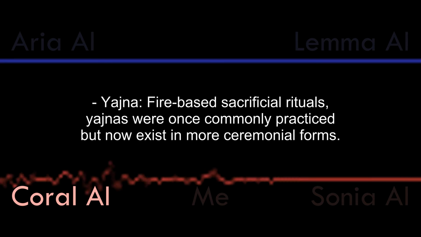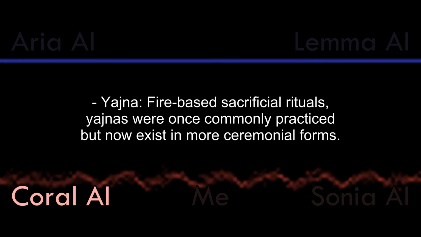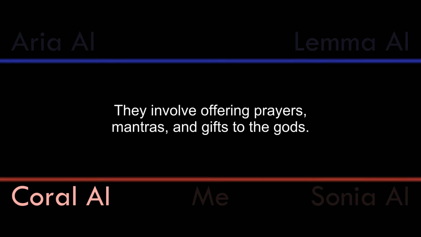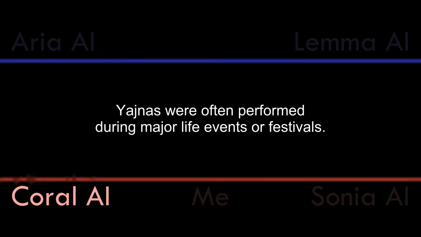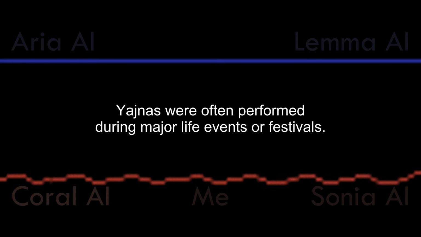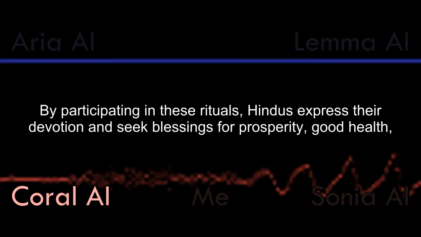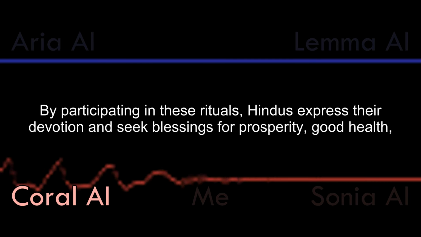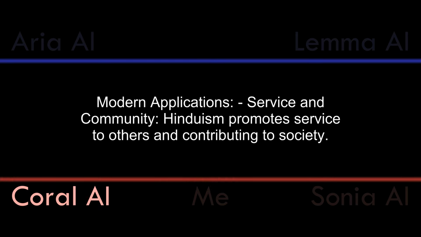Yajna: fire-based sacrificial rituals. Yajnas were once commonly practiced but now exist in more ceremonial forms. They involve offering prayers, mantras, and gifts to the gods. Yajnas were often performed during major life events or festivals. By participating in these rituals, Hindus express their devotion and seek blessings for prosperity, good health, and the well-being of their loved ones.